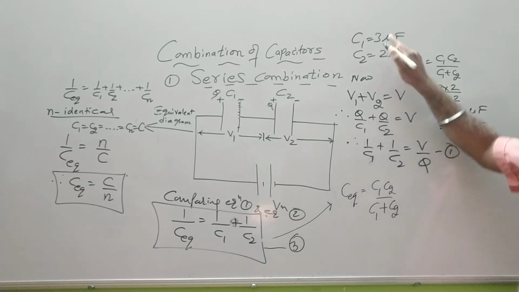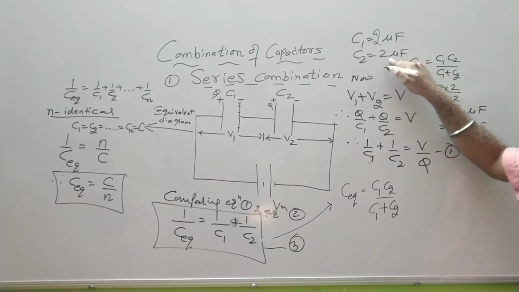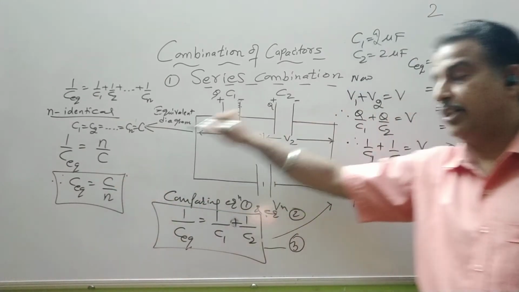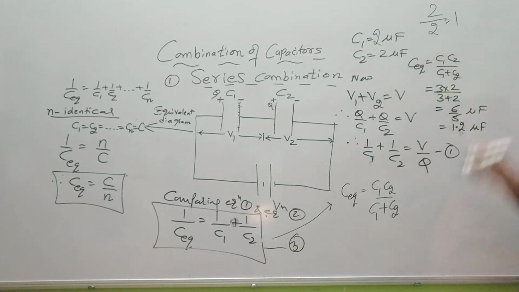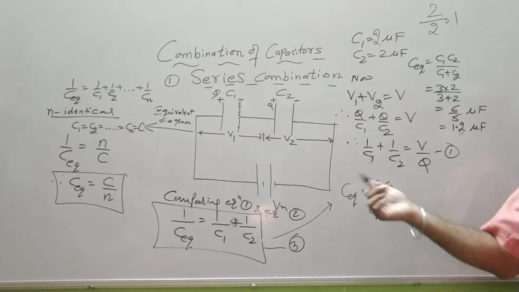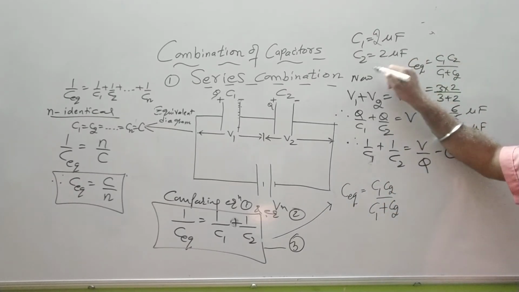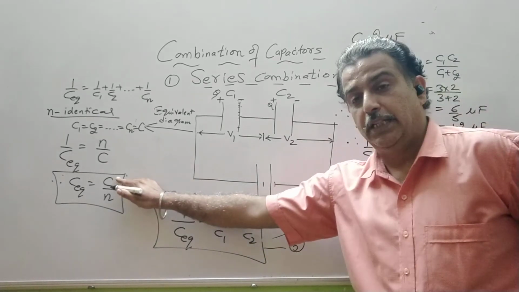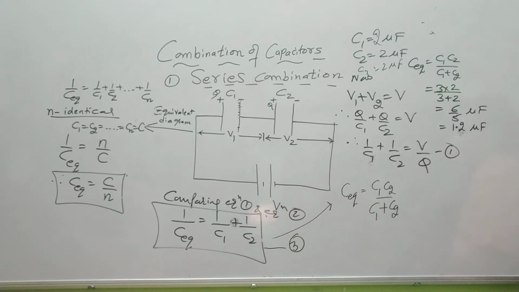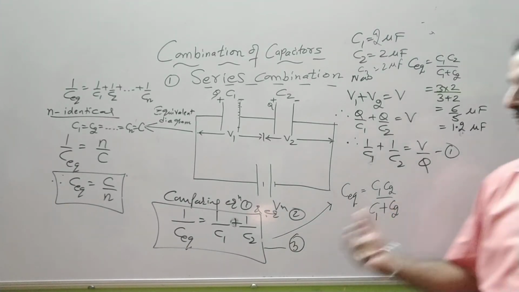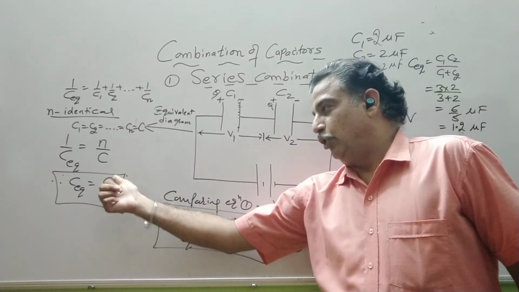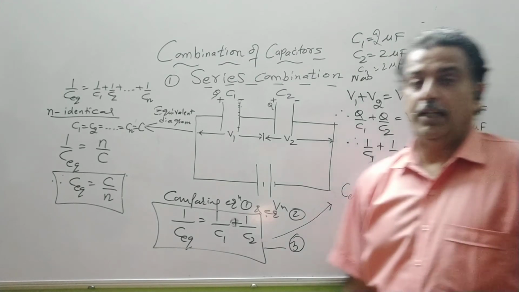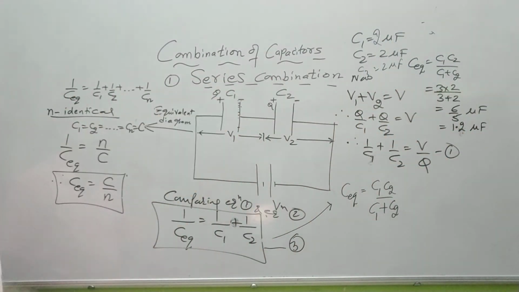So if I say this is 2 microfarad, this is 2 microfarad, so they are identical. So directly I write the value of each capacitor, 2, divided by the number, so the answer should be 1. If I have 3 capacitors, say C1 is 2, C2 is 2, C3 is also 2 microfarad, then my answer should be 2 by 3. So C equivalent for identical capacitors is the value of individual capacitance divided by the total number of capacitors connected in series.